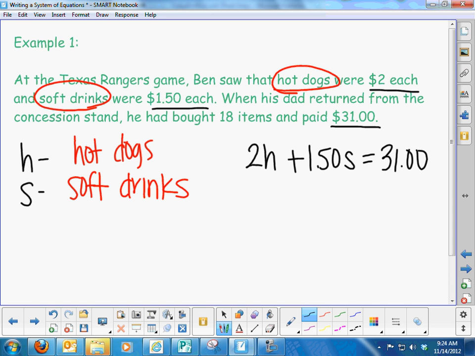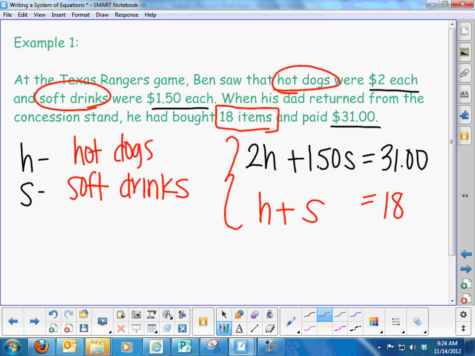Now I'm going to have another equation that talks about the items, because this is an important piece of information that I have to include: how many items he bought. They didn't tell us that for nothing. That's important. We need to know that they bought a total of 18. So I know that in my second equation I have equals 18. Well, what were those items? Those items consisted of hot dogs and soft drinks. So I'm going to write an equation that says I have some amount of hot dogs, H, plus some amount of soft drinks. I don't know exactly the number yet, but together that totaled 18. So this is my system of equations, two unknowns. And later this week, we're going to learn how to solve this so I can find out exactly how many hot dogs and soft drinks he bought.